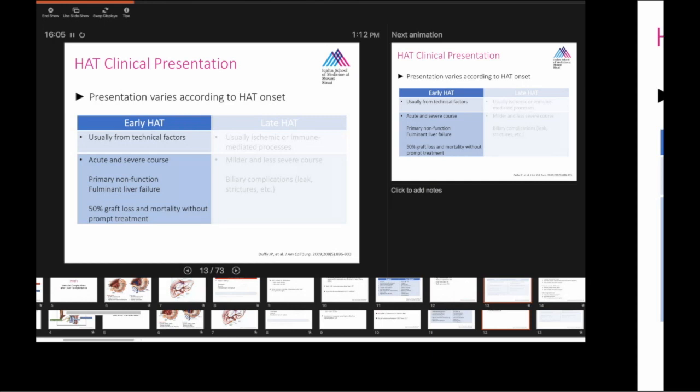Now, the presentation varies according to onset. Early HAT, as Dr. Friedman pointed out, is usually from technical or surgical factors. Early HAT tends to be acute and severe. These are patients who may have primary non-function or fulminant liver failure. And early HAT without prompt treatment can lead to graft loss and mortality in about 50%.